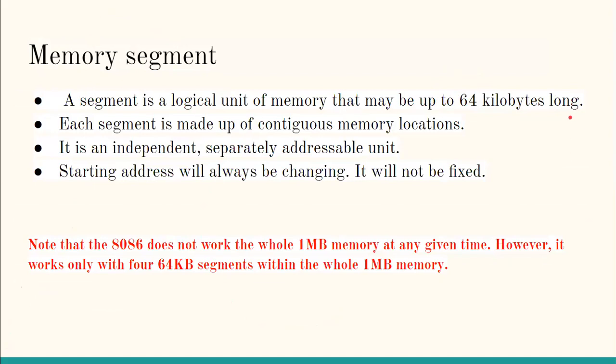Now, a memory segment should be made up of contiguous memory locations. It cannot have one location in one part and a second location in some other part; such distributed locations cannot form a memory segment. To form a segment, all the locations should be contiguous, and its maximum length can be 64 kilobytes. Each memory segment is an independent and separately addressable unit. Each segment has its own unique address, and they are all separate from each other. That's why they are called different segments.